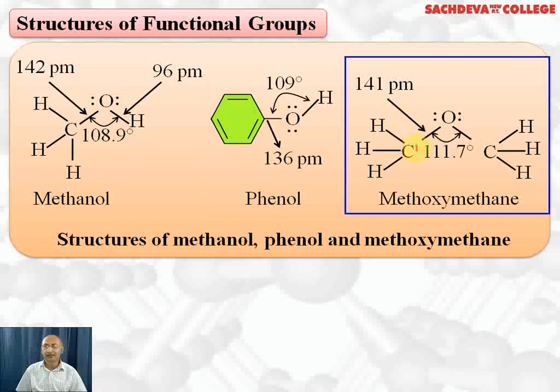Here we have got ethers. In ethers, the CO bond length is 141 picometer. Bond angle is 111.7 degree. Although this oxygen is sp3 hybridized, due to lone pair and strong repulsion between methyl groups, this bond angle is more than 109.5 degree and it is 111.7 degree. Compound is methoxymethane. Central oxygen is sp3 hybridized.